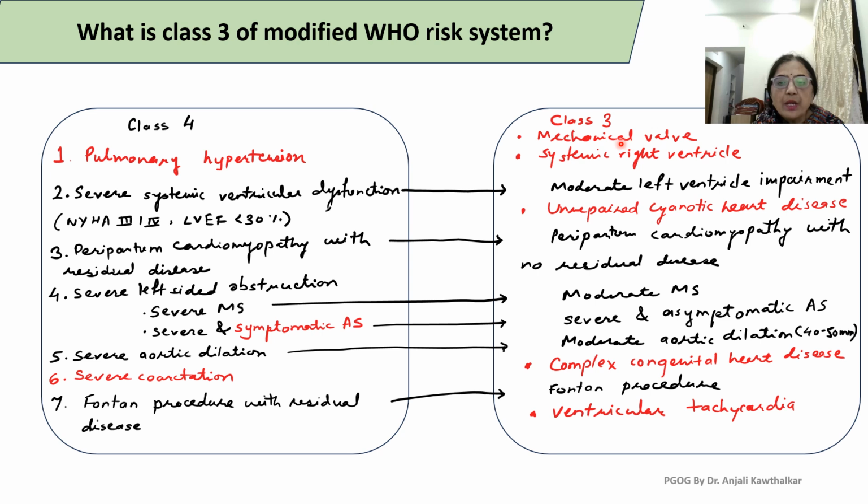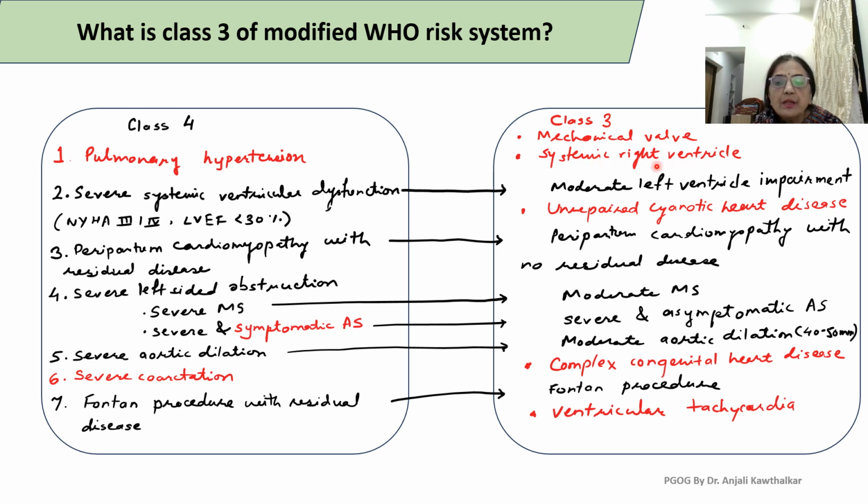Others are presence of mechanical valve. Whenever a mechanical valve is there, it poses a risk to the mother, but it is not a contraindication for pregnancy. That is the difference between class 4 and class 3. Though the chances of maternal morbidity are great, mortality is also significant, but it is manageable. Pregnancy is not absolutely contraindicated. That is the difference between class 4 and class 3. So presence of mechanical valve, it is class 3.